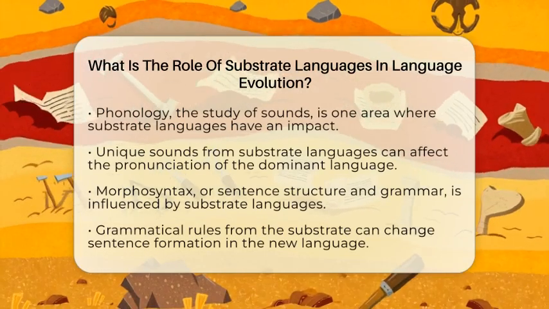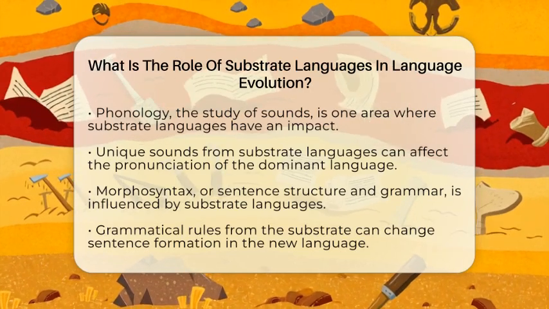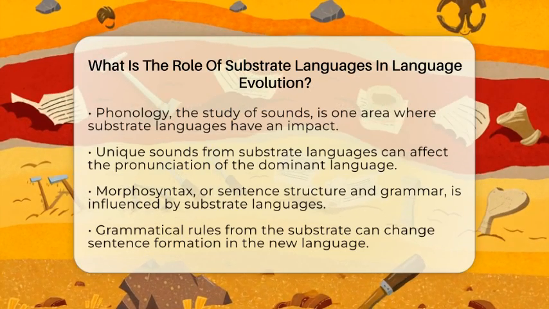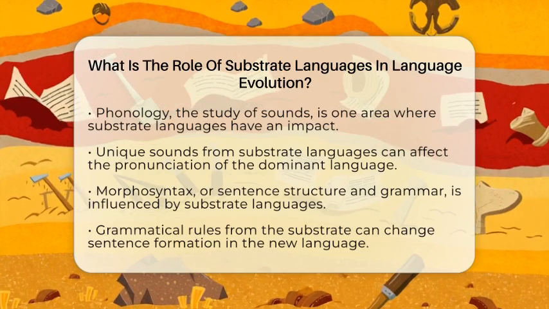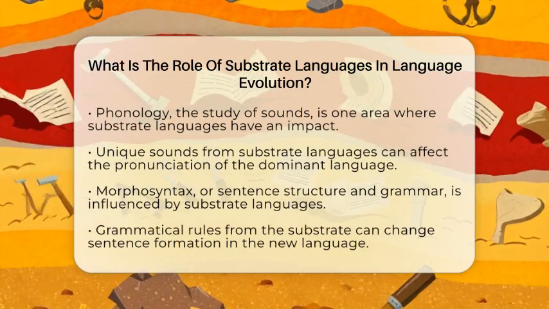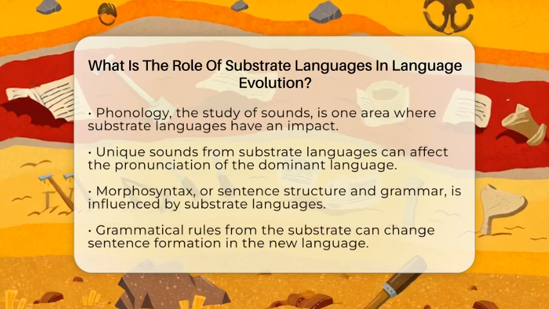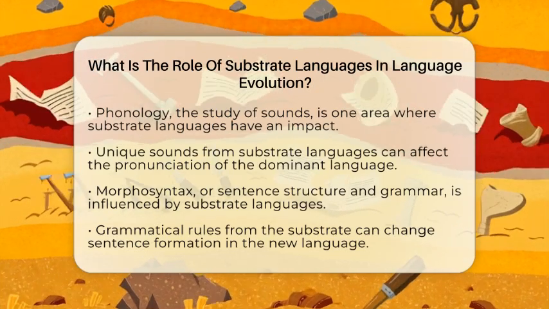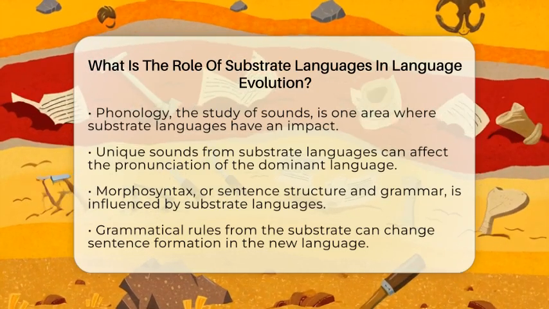One way substrate languages influence evolution is through phonology, which is the study of sounds. When a substrate language has unique sounds, it can affect how the dominant language is pronounced. For example, if the substrate language has specific consonant clusters, the new language may adapt these sounds or simplify them over time. Another area of influence is morphosyntax, which refers to the structure and grammar of sentences.